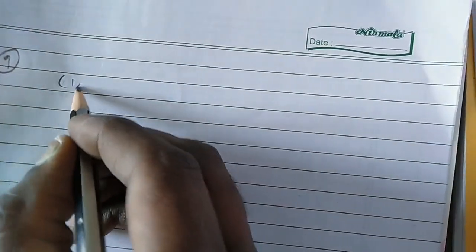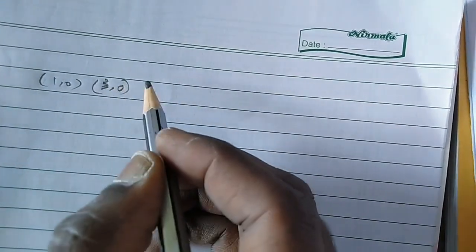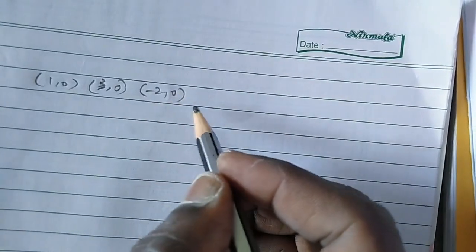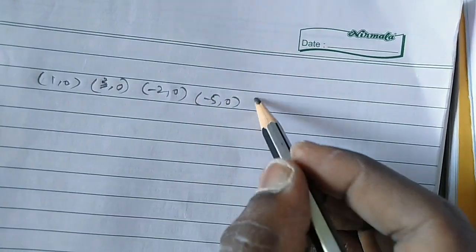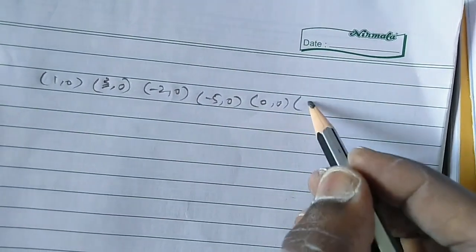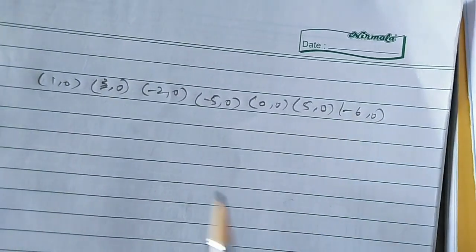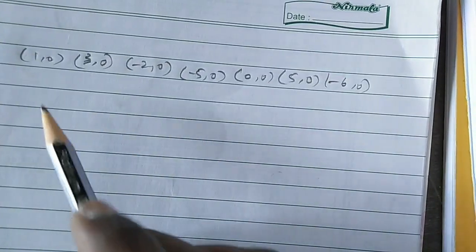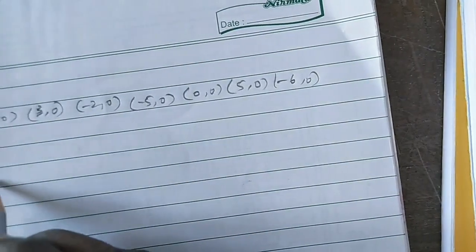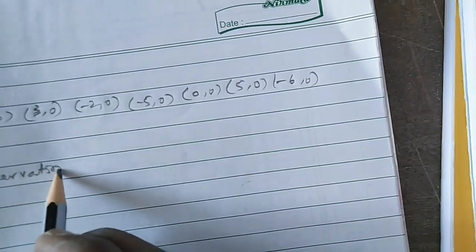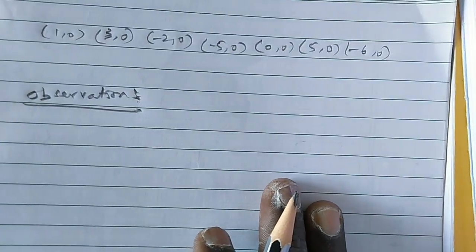1, 0, next 3, 0, next minus 2, 0, next minus 5, 0, next 0, 0, next 5, 0, again minus 6, 0. What you observe, if you observe closely, is that all the y coordinates are 0. Since all the y coordinates are 0, you should write the observation. What is the observation you made by plotting all these points on the graph sheet?